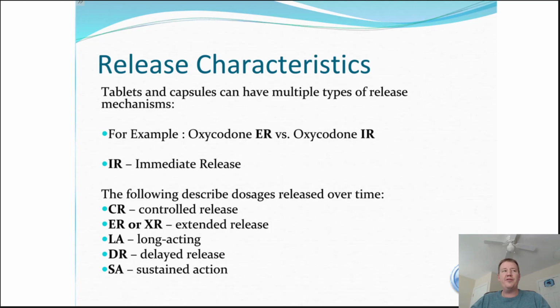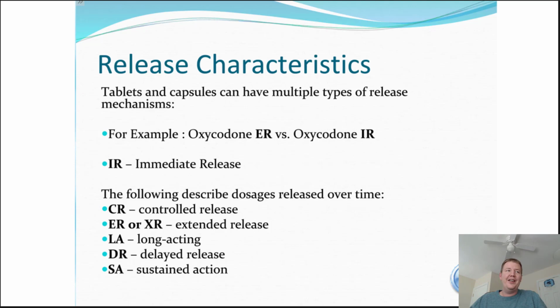And because their release is different, it would be an error to dispense the extended release instead of the immediate release. I've tried to simplify things on this slide by lumping all of the extended release types into one category. So, CR, ER, XR, LA, DR, SA, all of those are extended release categories. I think it's important to keep in your mind that immediate release is different than all of those. It's the easiest way to remember these things.